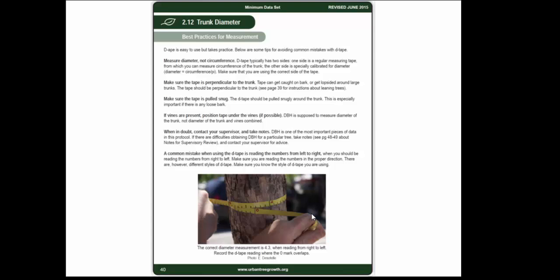Another common mistake when using D-tape is reading the numbers in the reverse order, and we tried to explain this with that bottom illustration. So sometimes when reading D-tape, folks will write down 5.8 when it's really 4.2, reading the D-tape backwards. So these kind of very practical things about how to actually use your measurement device, we tried to give a one-page tip about and also address very purposefully during training.